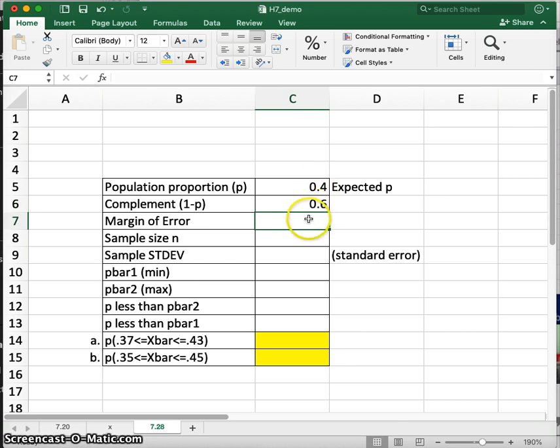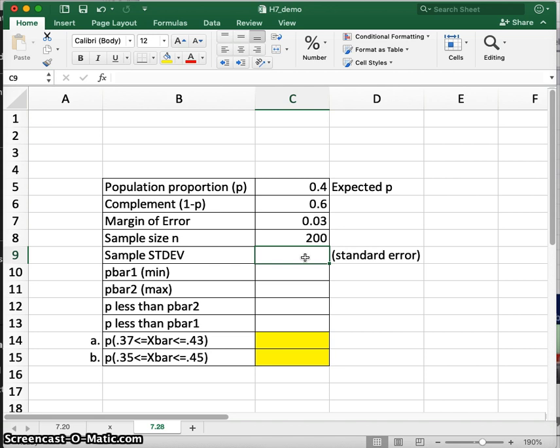So we want to find out within a margin of error. The problem gives us a margin of error of plus or minus 0.03. So that would be our margin of error, 0.03, or plus or minus 3%. And the sample size in this problem is 200. That's relevant, so we need to put that in there.